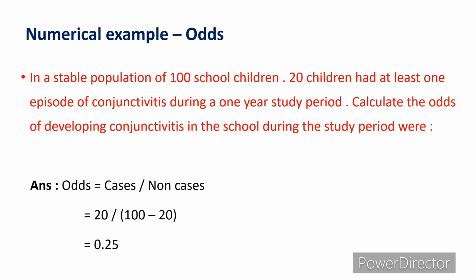So the total population is 100 and the number of cases are 20. So you subtract 20 from 100. So 20 upon 100 minus 20, that is 0.25.